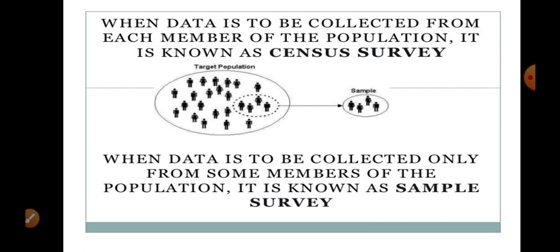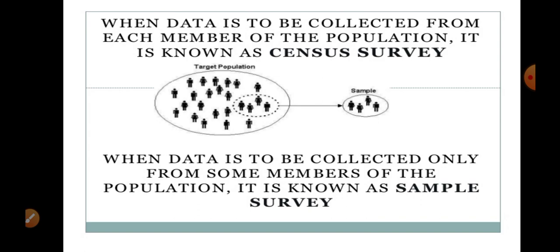There are two ways to do the collection of data. First is census survey and second is sample survey. What is this census survey? Yes, the census method. And what is sample survey? Yes, the sample method. Census survey means when data is to be collected from each member of the population. It is known as a census method or census survey.